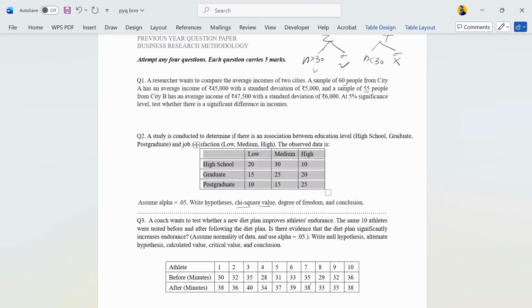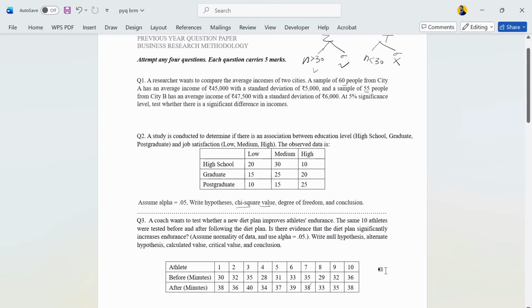Again, the point comes here. It is not mentioned what kind of test we have to implement, right? But there are some hints. First, as you can see in this particular question, n is less than 30. It is mentioned that we have taken 10 athletes. So n is less than 30, so you can go with a t-test, right?